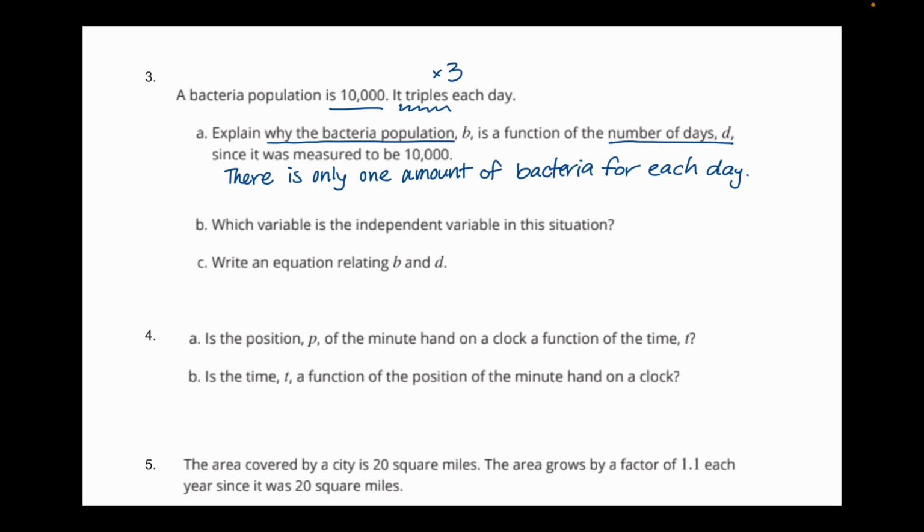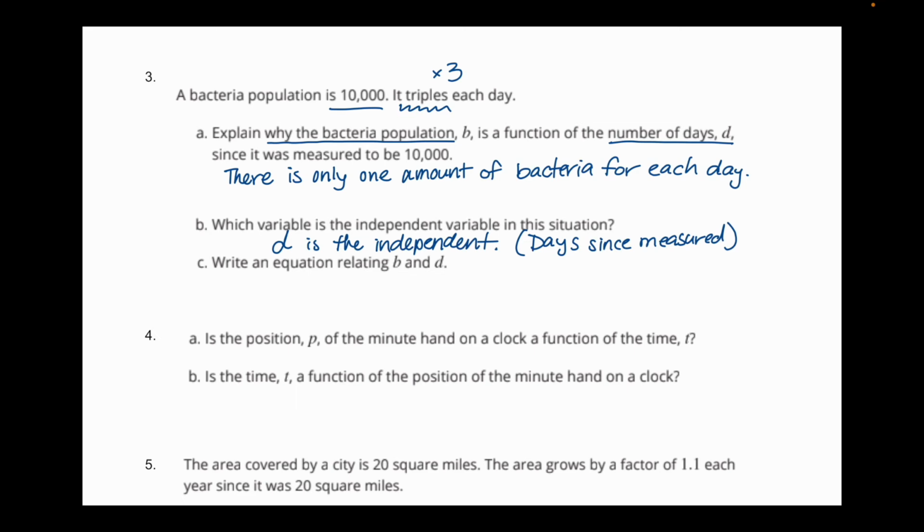So B asks us now, which variable is the independent variable in this situation? And in this case, that's going to be days or the time. But we're representing that with D. So we would say D is the independent. And you could say this is days since first measured.